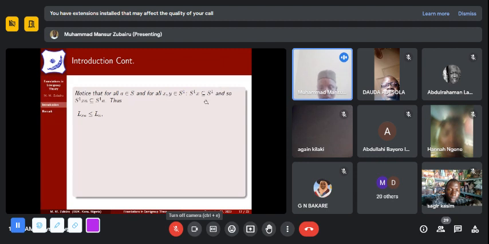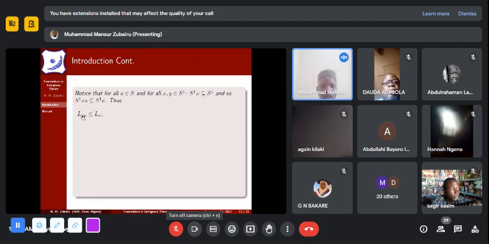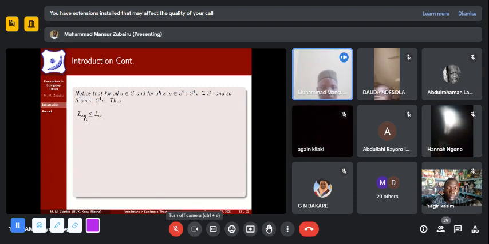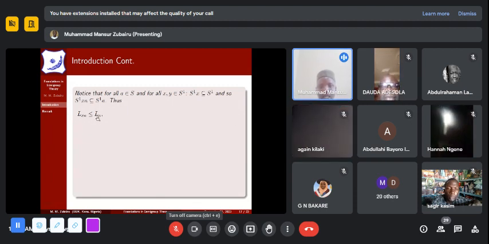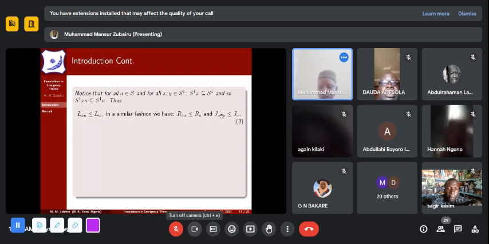S1X is a subset of S1, that's true. Multiply on the right by A, and you have S1XA is a subset of S1A. By the definition we just had in the previous slide, we can conclude that LXA is less than or equal to LA. Similarly, the others follow suit for R and J.